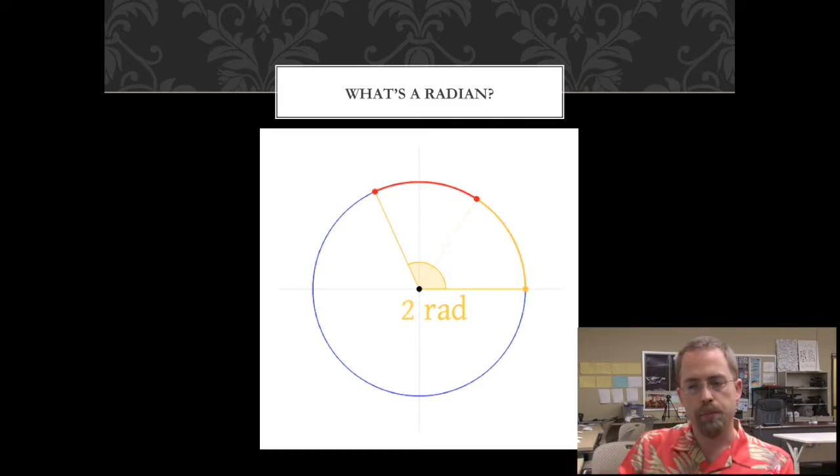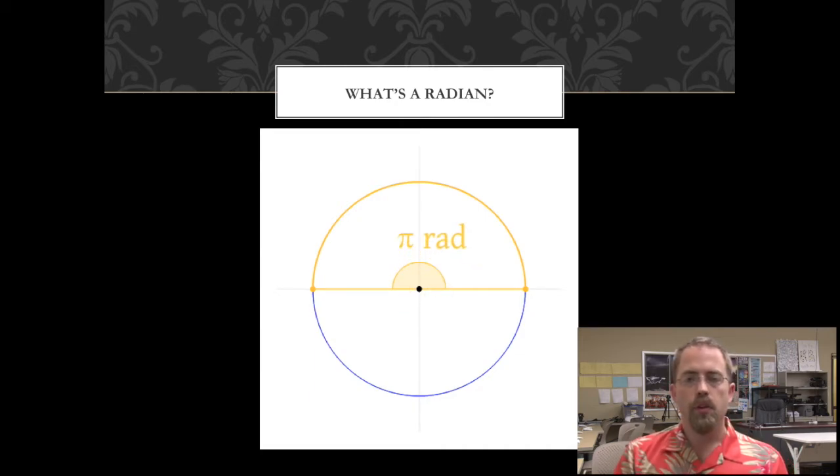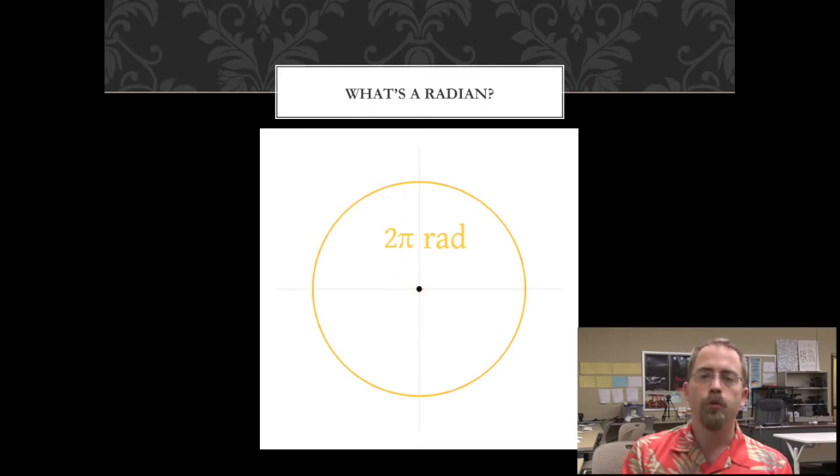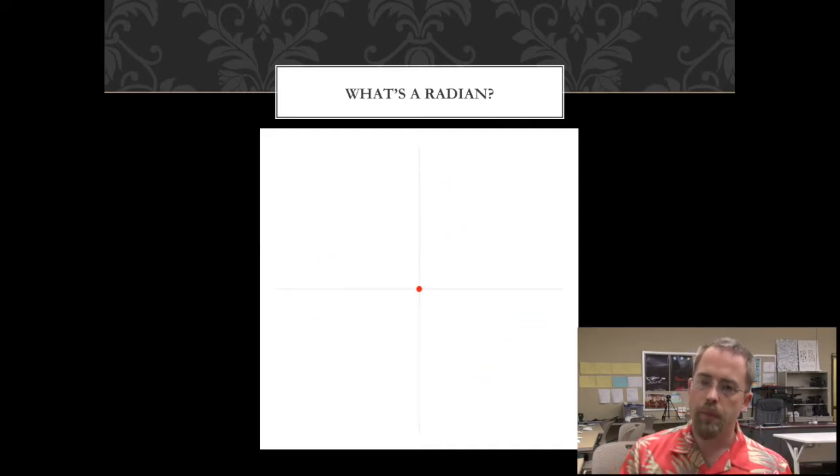So two radiuses applied to the outside, three radiuses. Doesn't quite get you halfway around. You need pi radiuses to get you all the way around. And of course, then two pi radiuses. Pi radiuses will get you halfway around a circle. 2 pi radiuses will get you all the way around. And that's the system of radians. Radians sounds like radius. It is radius applied to the outside of a circle.